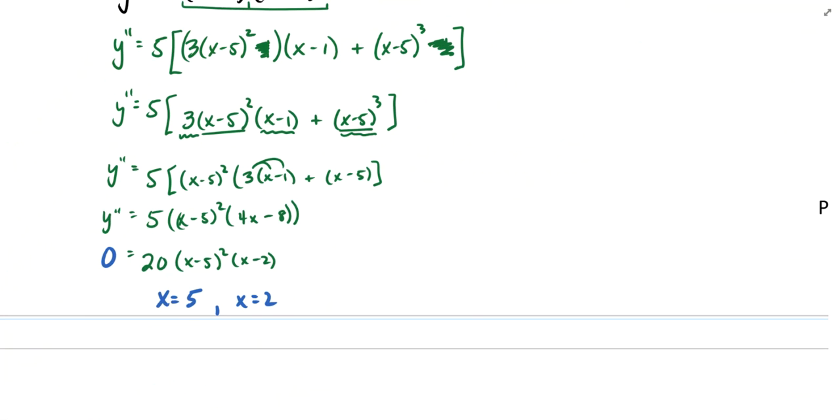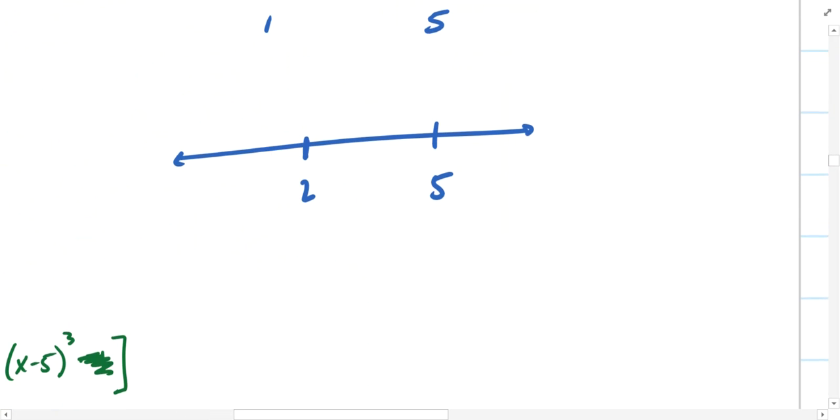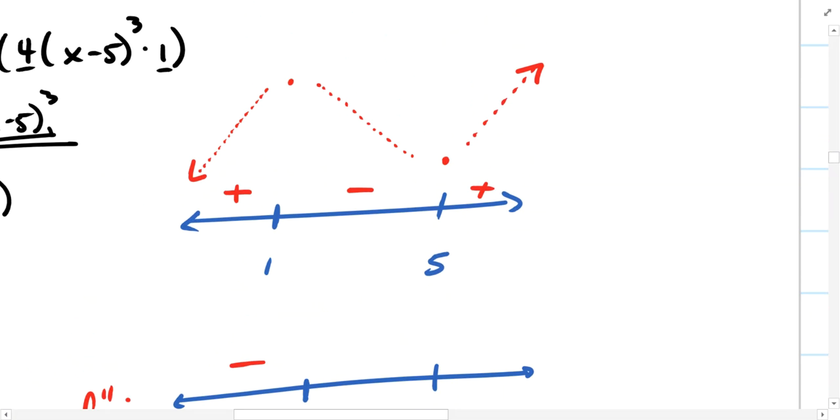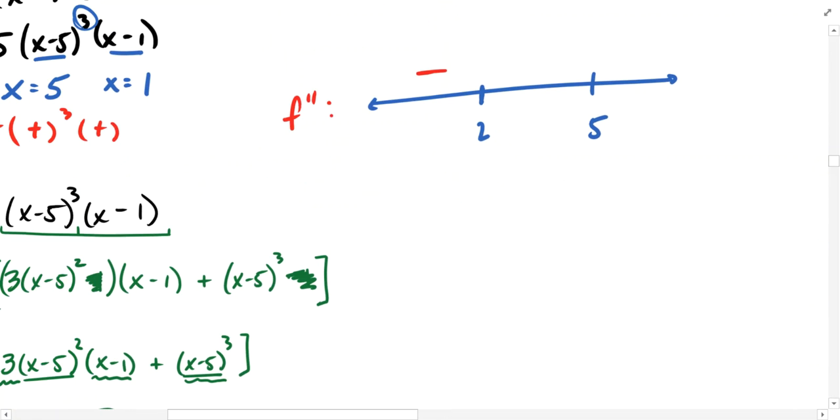And if I substitute the number 0 in place here, the second derivative would be equal to 20 times a negative number squared times another negative number, 0 minus 2 and 0 minus 5. But that's going to create a positive result here and a negative result here. So a positive number times a negative means that the second derivative is negative. And maybe I should be real clear about that. This is our second derivative test, and this was our first derivative test.